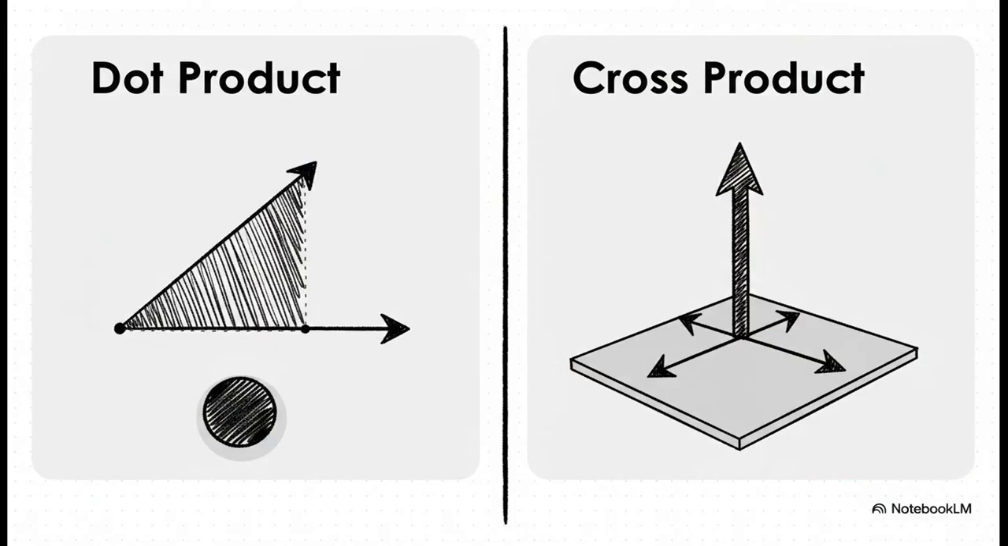So, let's just quickly put these two side by side. The dot product gives you a scalar, a number, that tells you all about alignment. Its big test is checking for perpendicularity. The cross product, on the other hand, gives you a whole new vector, a brand new perpendicular direction. And its main test is for parallelism. If the cross product is 0, it means your vectors are on the exact same line. Two different tools, two totally different jobs.